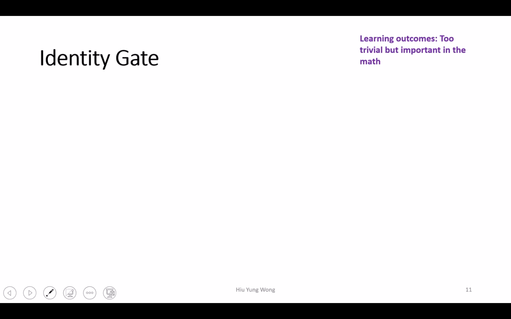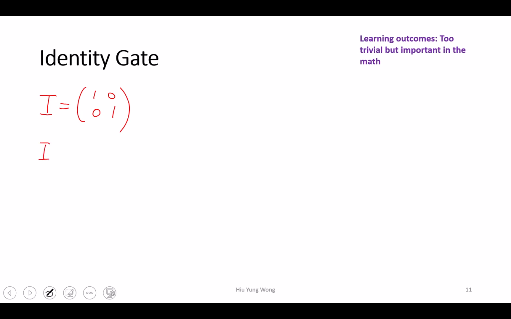Let's start our journey with the first gate. It's very trivial, but it is important. We just want to mention it. Identity gate. What does it do? I equals [[1,0],[0,1]]. Basically, it does nothing, right?